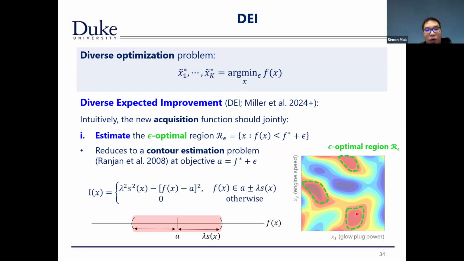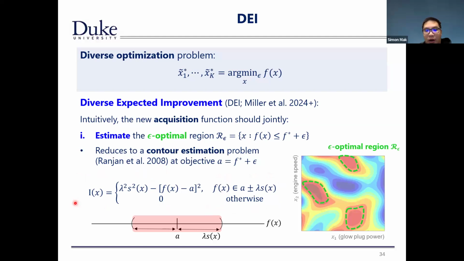So let's take a look first at goal 1, where we want to estimate these epsilon optimal regions. Let's make this simplifying assumption that we actually know what this objective threshold f star plus epsilon is. Given that, let's call this desired contour f star plus epsilon, A. Then there's a body of literature called contour estimation or contour learning, which thinks about sequential sampling to target a contour of a black box function. We're going to make use of this Ranjan et al. paper in Technometrics. What they propose is a utility function that looks something like this.